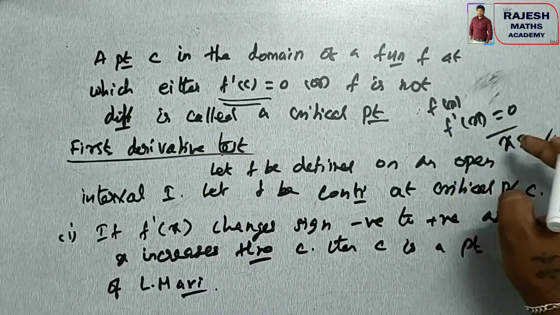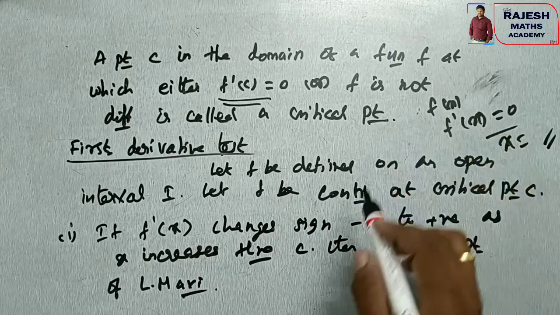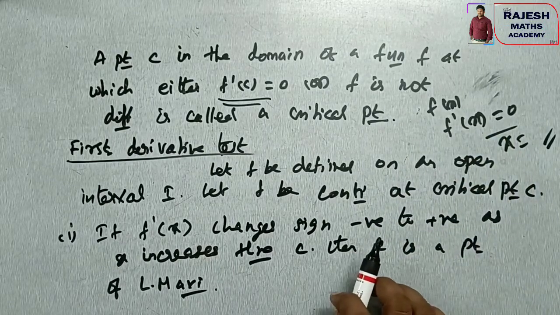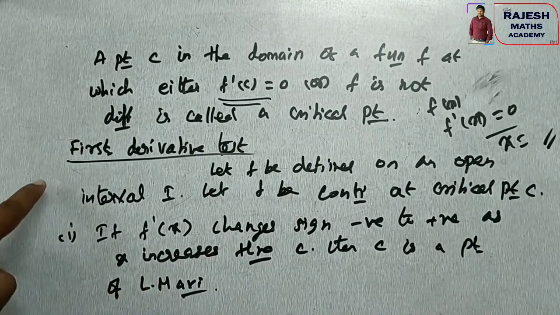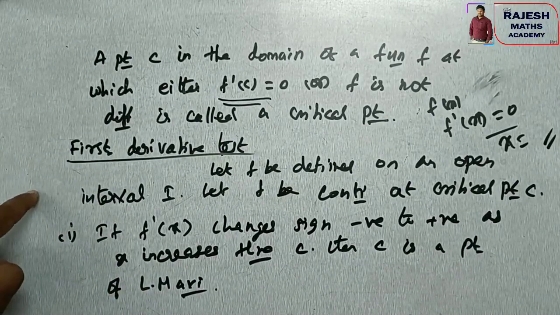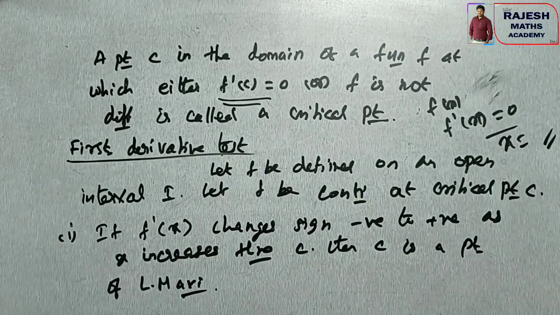Suppose f is not differentiable at x equal to 0, we can also take it as a critical point. Now come to the first derivative test. Why are we using the first derivative test? Each and every time we cannot check the local maxima and local minima at every point. So we are using the first derivative test. What is the first derivative test?